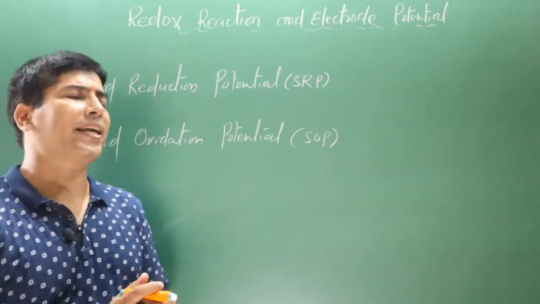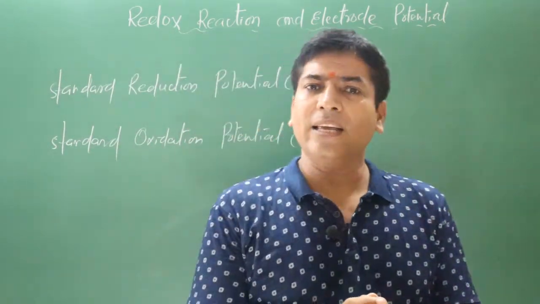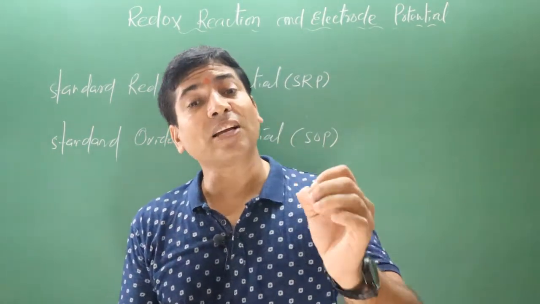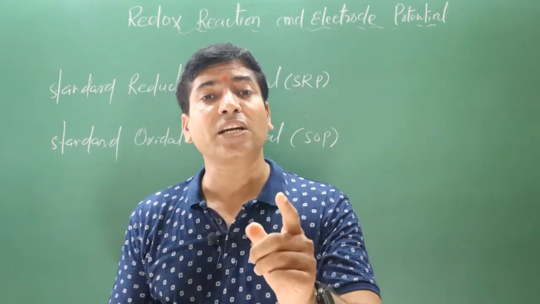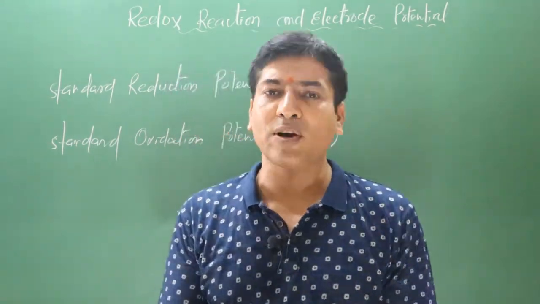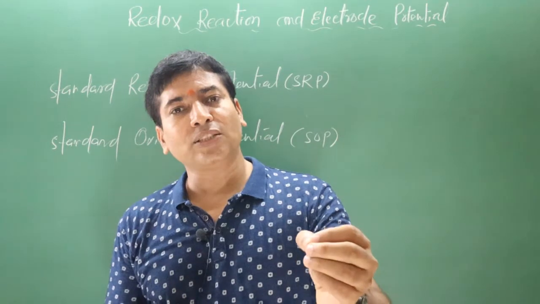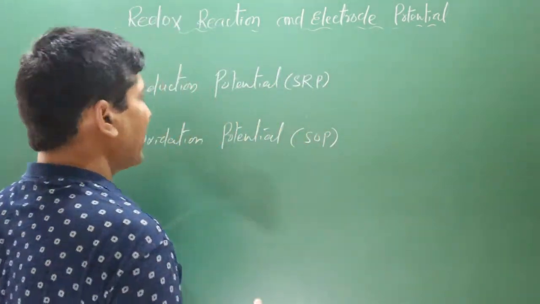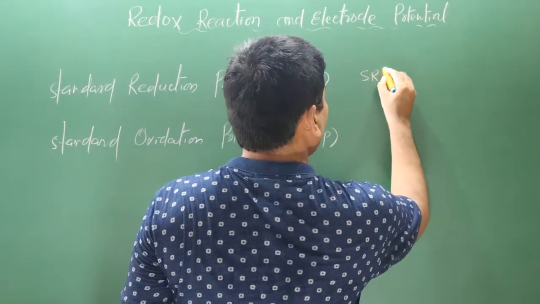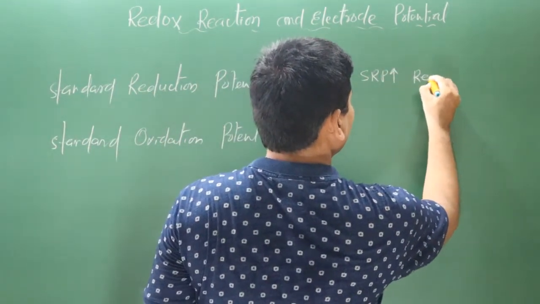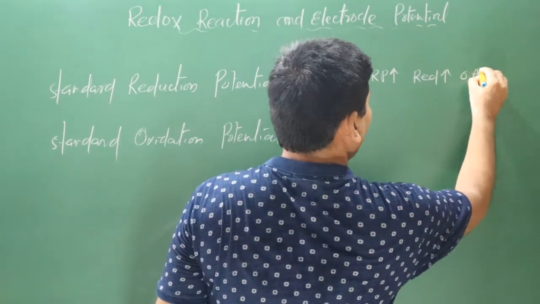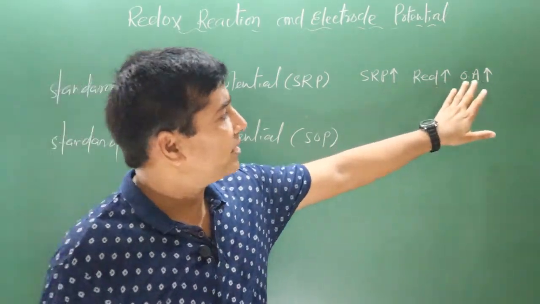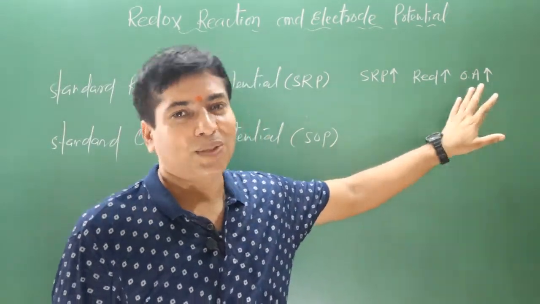Always keep in mind, in any chemical reaction, elements having larger value of SRP, SRP means standard reduction potential, will have a greater tendency to show reduction reaction and act as oxidizing agent. Very interesting information we have. As the SRP value increases, tendency to act as oxidizing agent also increases.